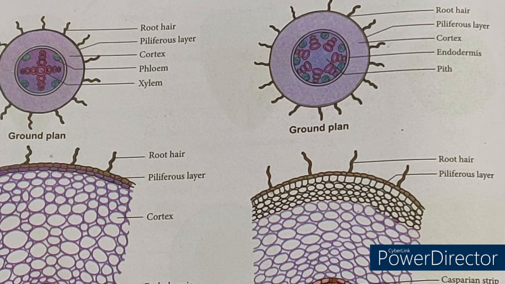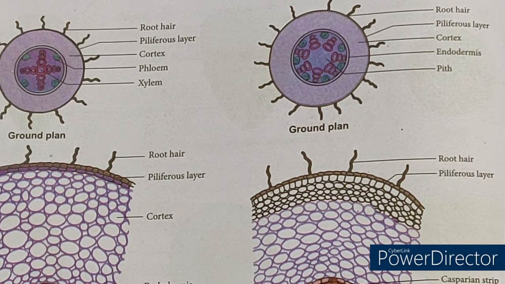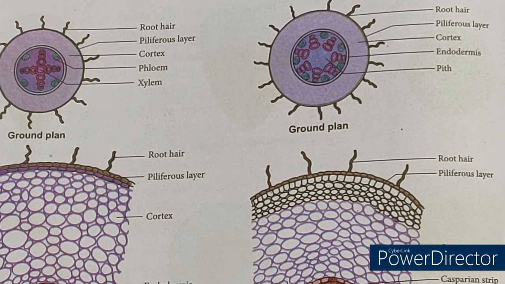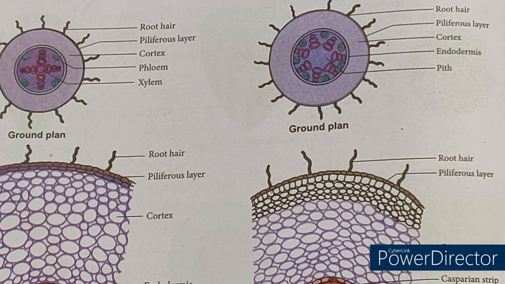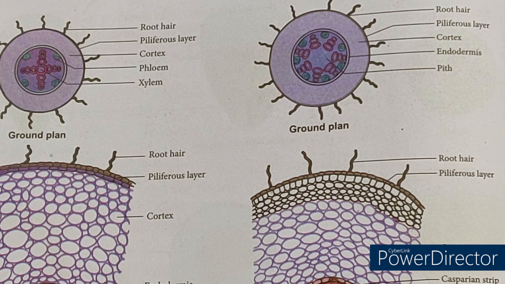Again I repeat, one, you come across pith only in young dicot roots, but it is not found in adult or matured dicot roots. But in monocot roots, you have a pith at the center of the vascular bundle. Second, a common feature is that the arrangement of vascular tissue is radial in nature, and they are exarch, that is, metaxylem at the center and protoxylem towards the periphery.